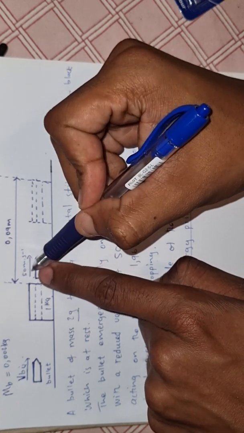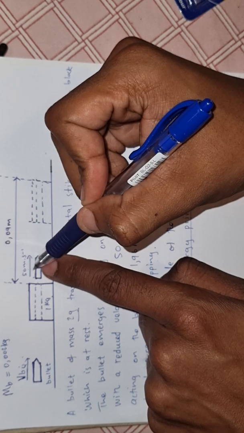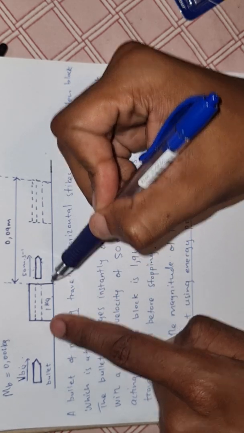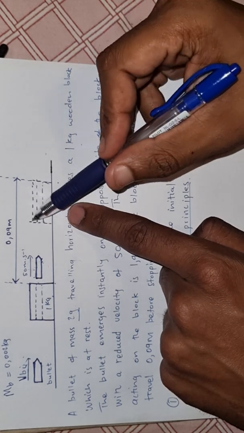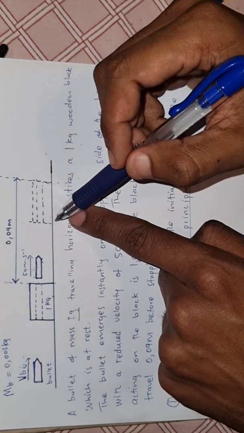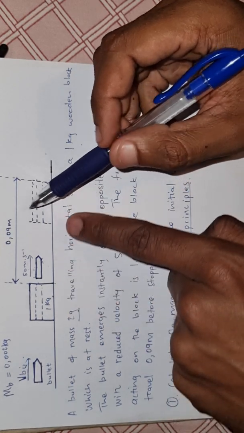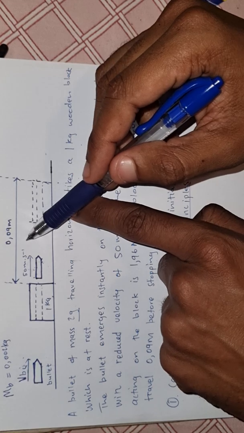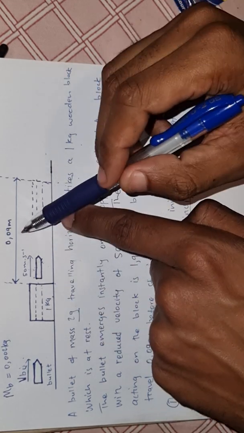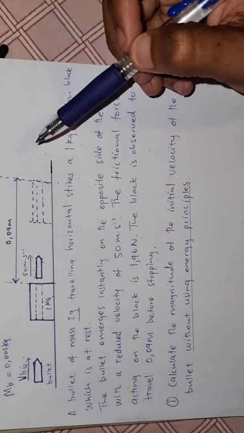Now, after the collision of the bullet and the wooden block, what is going to happen with the wooden block? The wooden block will change its position, meaning it will shift from this position to that position. These are the traces of the wooden block after it collides with the bullet. Our wooden block will move a displacement of 0,09 meters. Okay, that's what is basically happening.